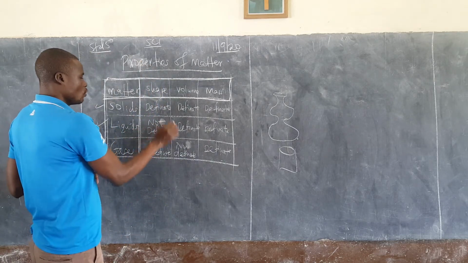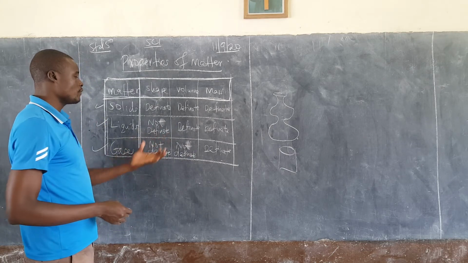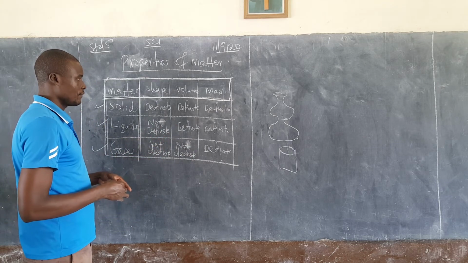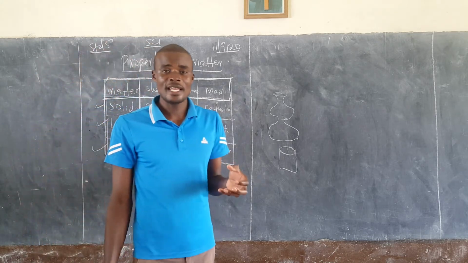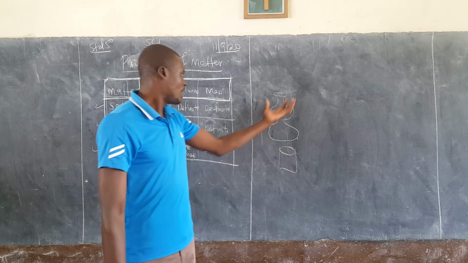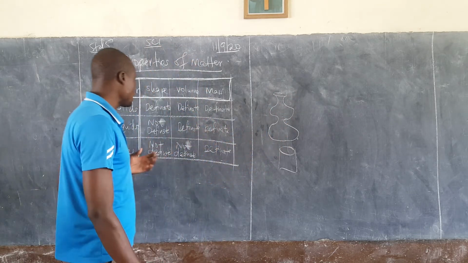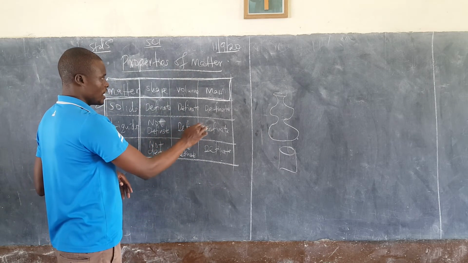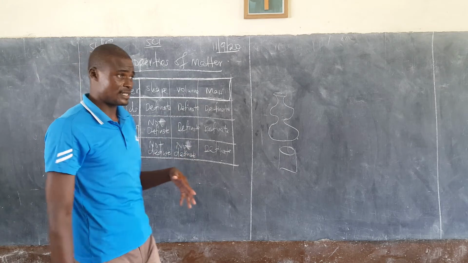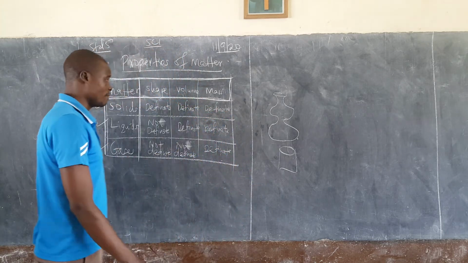So I can talk of no definite shape, still the same. It doesn't have a definite shape. Then volume is definite because practically a container like this has its own volume that it can carry. So for all liquids, volume is definite, and then automatically mass, we can weigh how heavy it is. So it has a definite mass.